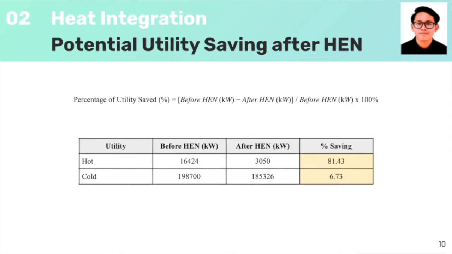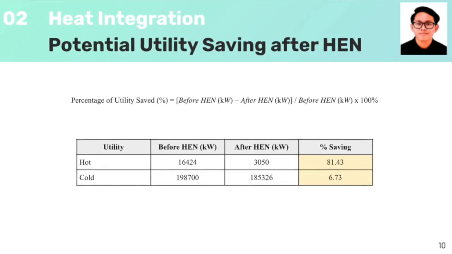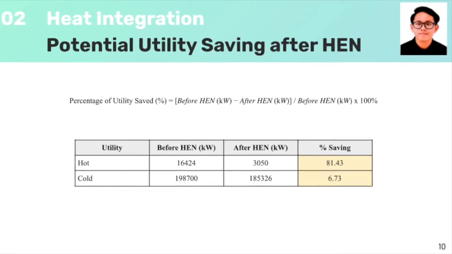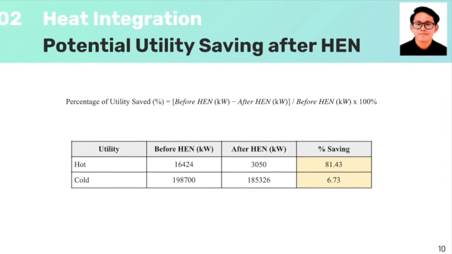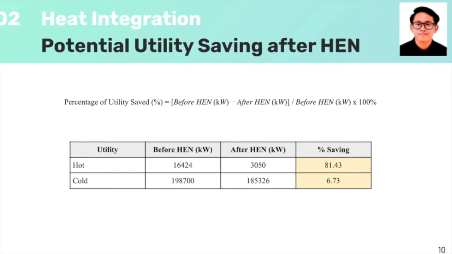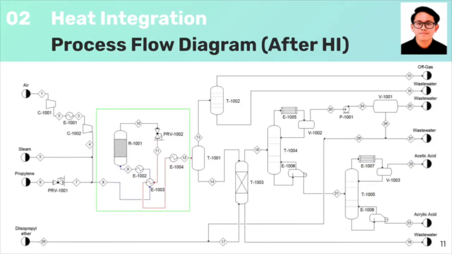The table shown in the slide is our potential utility saving after the integration of the heat exchanger network. It can be concluded that our potential saving for hot utility is at 81.43% and our potential saving for cold utility is at 6.73%. This is our process flow diagram after the heat integration. The diagram shown in the green outline indicates the additional heat exchanger being implemented into our process plan.